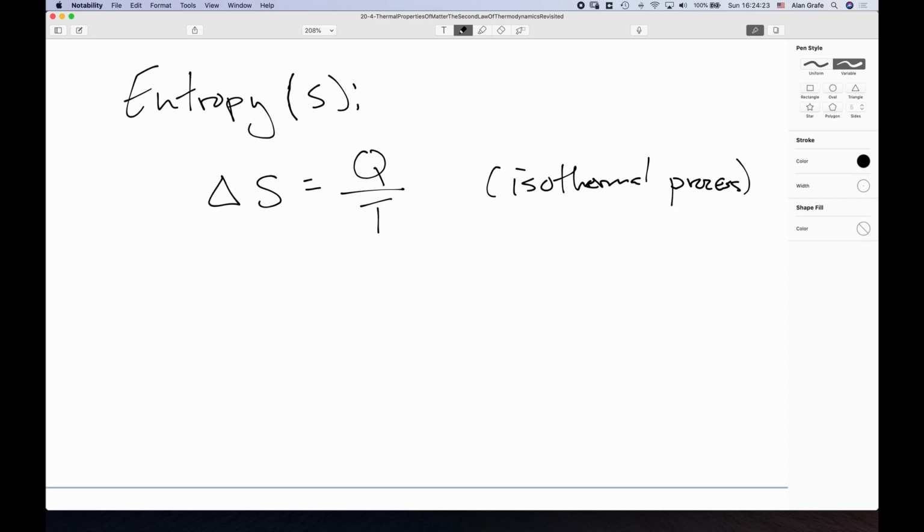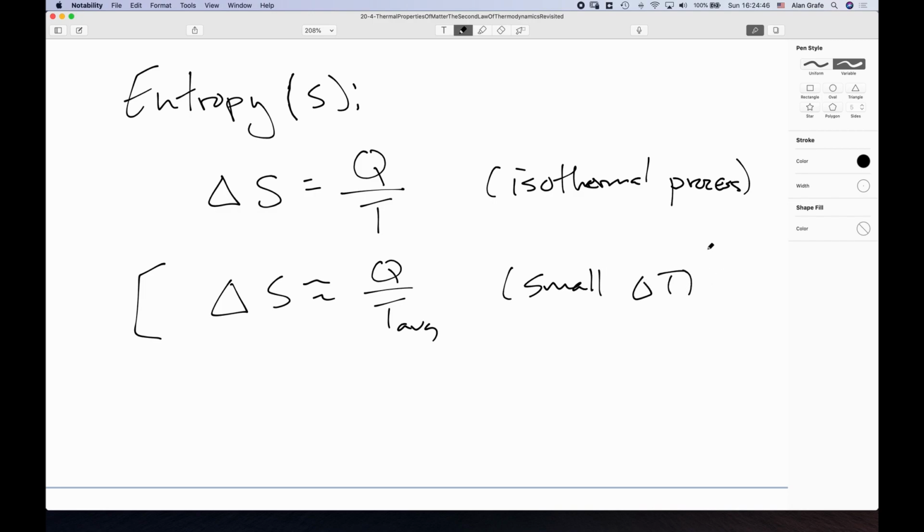And we can even fudge this a bit. So this is more of an aside if you're just wanting to do rough and ready calculations. If the temperature doesn't change too much, you can fudge it by saying it's equal to Q over the average of the beginning and ending temperatures. But this only works for small changes in temperature. But we'll use this in a bit as we develop our arguments. Okay.